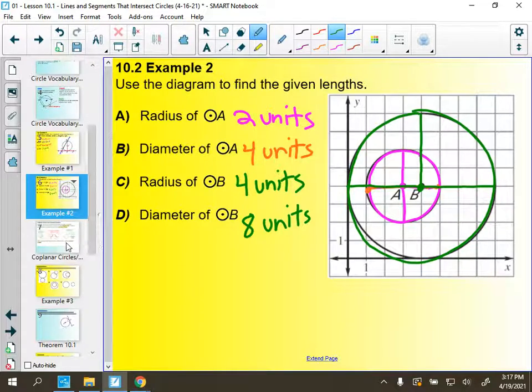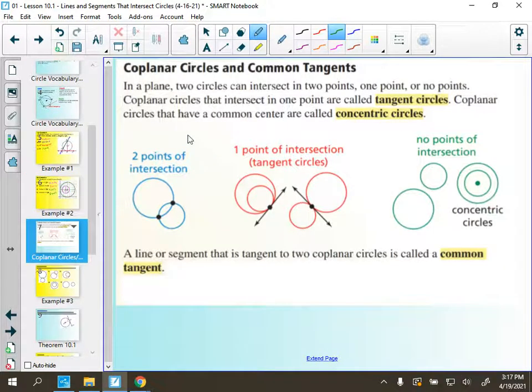All right, back to the notebook. A little bit more vocab. So now we start talking about circles within the same plane, so kind of putting multiple circles together.